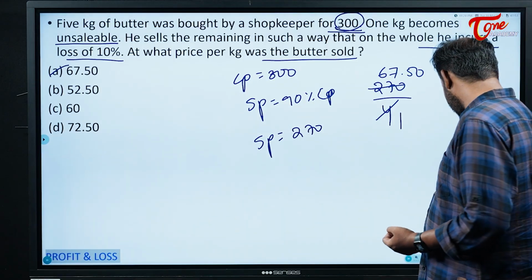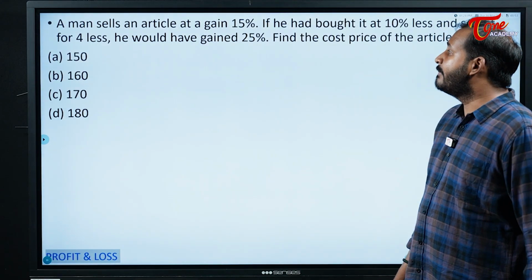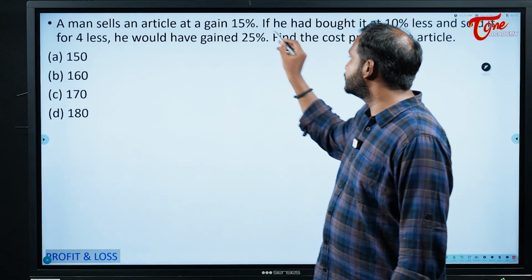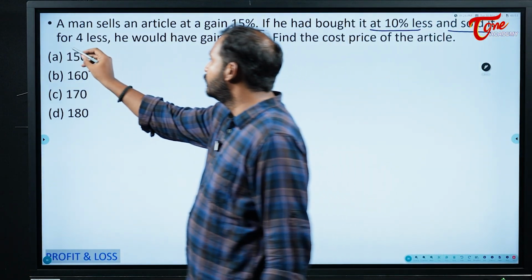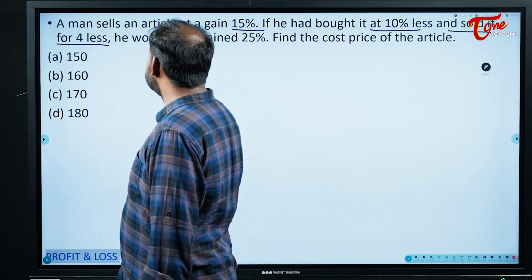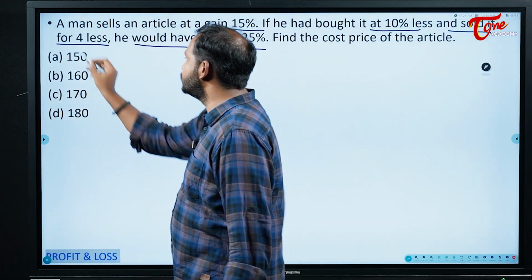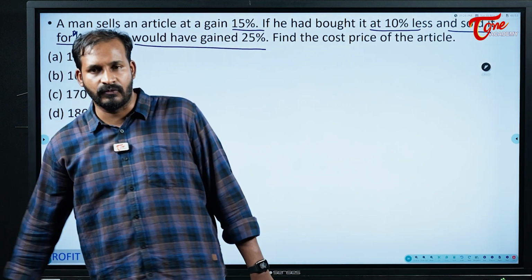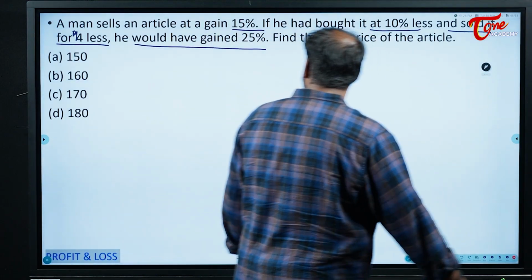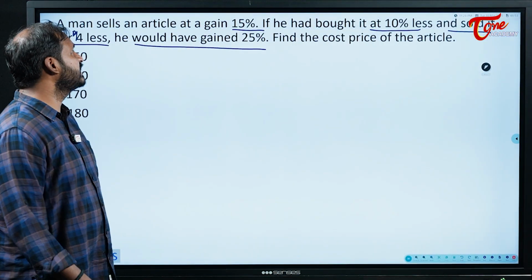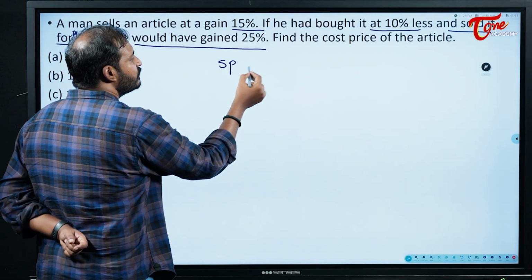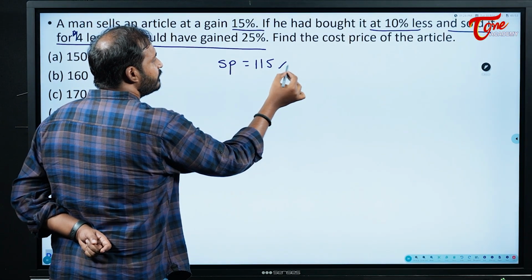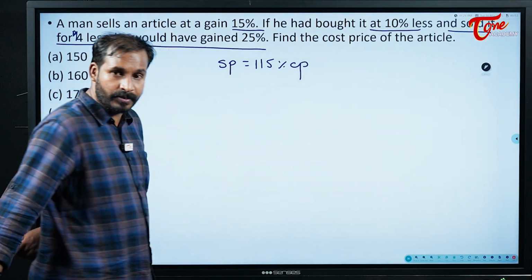67.50 rupees. Next one. A man sells an article at a gain of 15%. If he had bought it at 10% less and sold for rupees 4 less, he would have gained 25%. Now see here, what is he telling? A man sells an article at a gain of 15%. That means SP is equal to 115% of CP. Okay, good, superb.